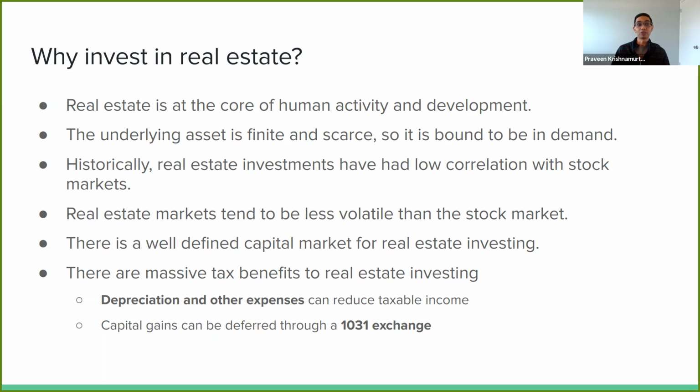There are also massive tax benefits to real estate investing, and what this really means is that you can invest in real estate and reap the benefits over a long period of time, and it is tax advantaged. What this really means is things like depreciation and other expenses reduce your taxable income. So while you're invested, your tax footprint is low.